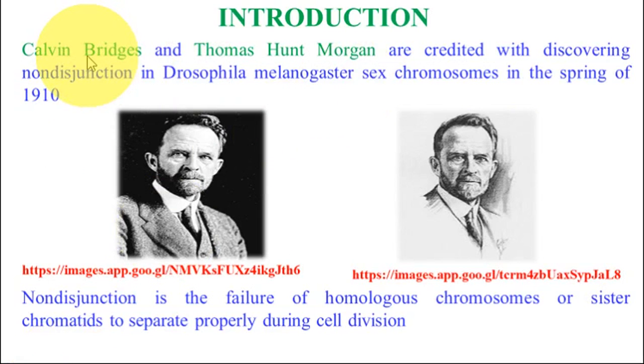Introduction. Calvin Bridges and Thomas Hunt Morgan are credited with discovering non-disjunction in the Drosophila melanogaster sex chromosome in the spring of 1910. Non-disjunction is the failure of homologous chromosomes or sister chromatids to separate properly during cell division.